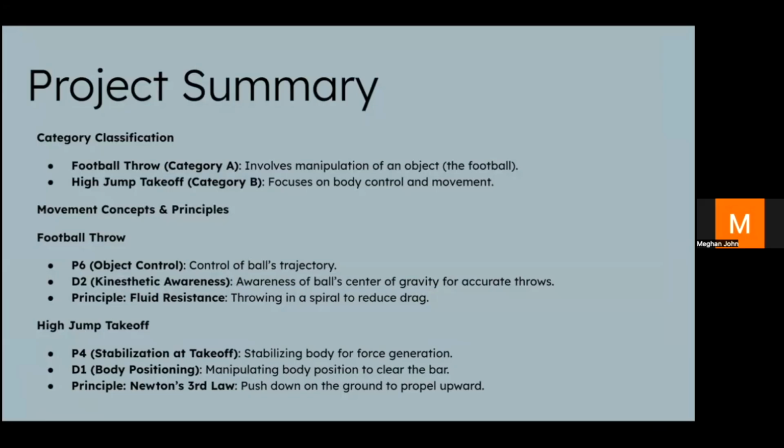For the football throw, movement concept P6, you focus on grip and ball release for accuracy. The throw involves precise control over the football. The quarterback must master the grip, release, and follow through to achieve accuracy and speed.